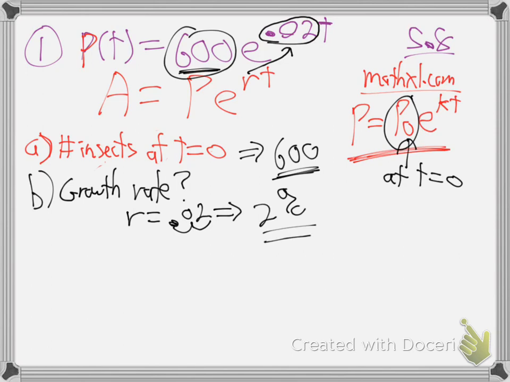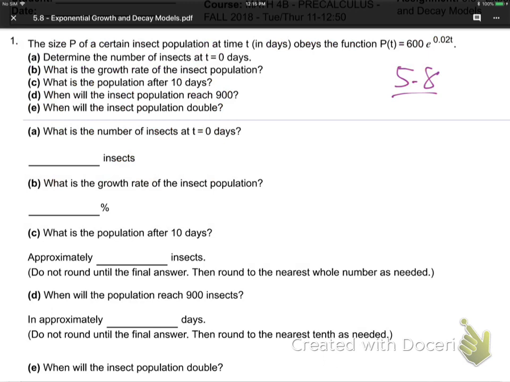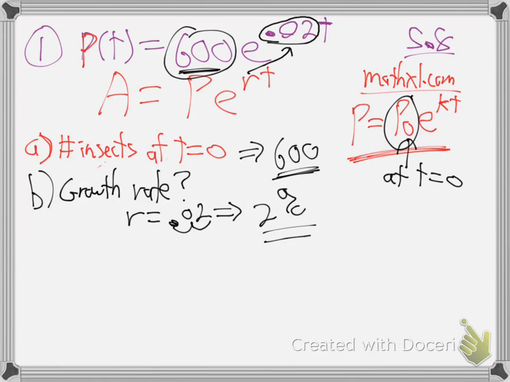So you can just read right off the formula. The starting amount of insects is 600. The growth rate is 2%. And what's time here? Time is days. So that means every day there's going to be 2% more insects. That's how fast they're growing. 2% more, 2% more, 2% more.